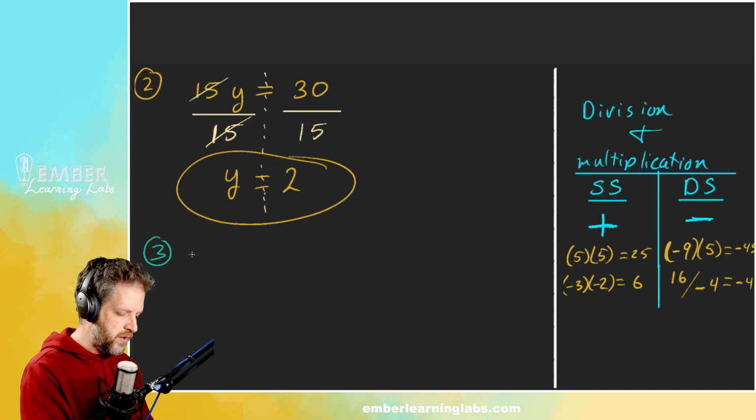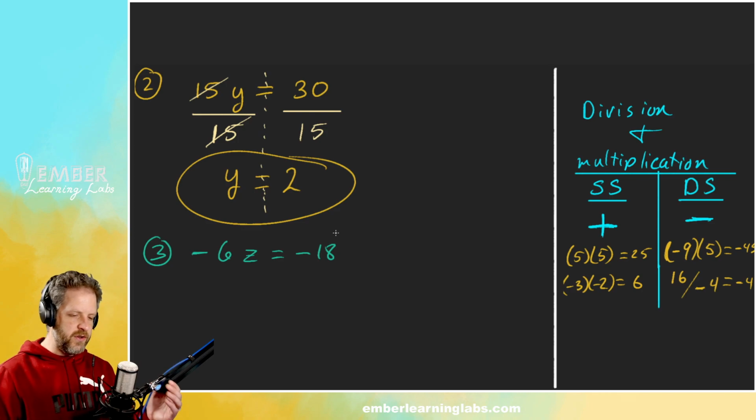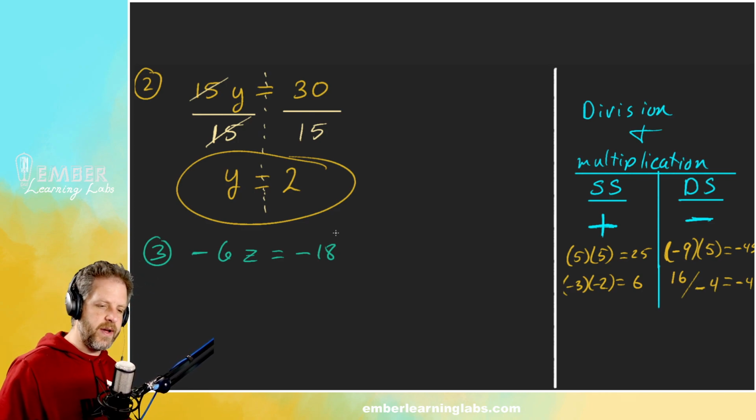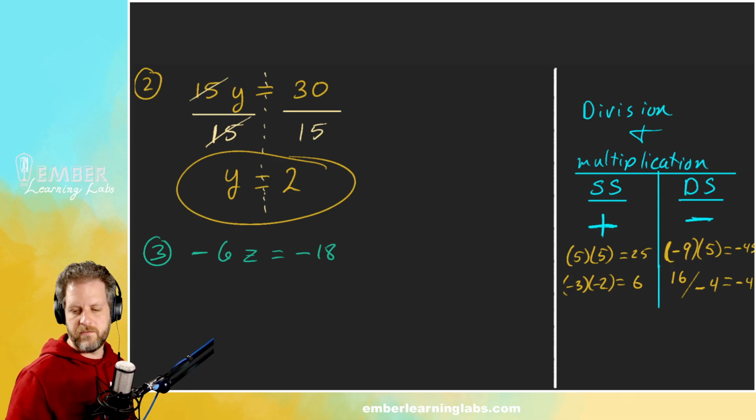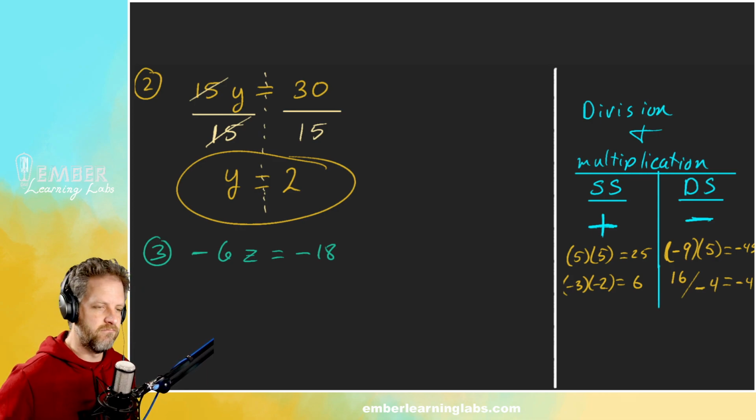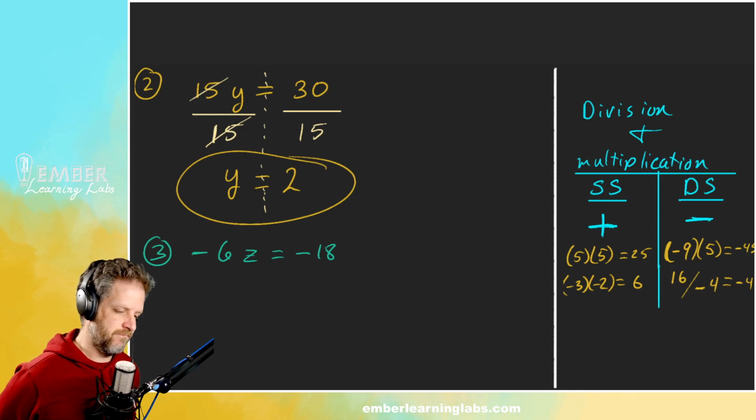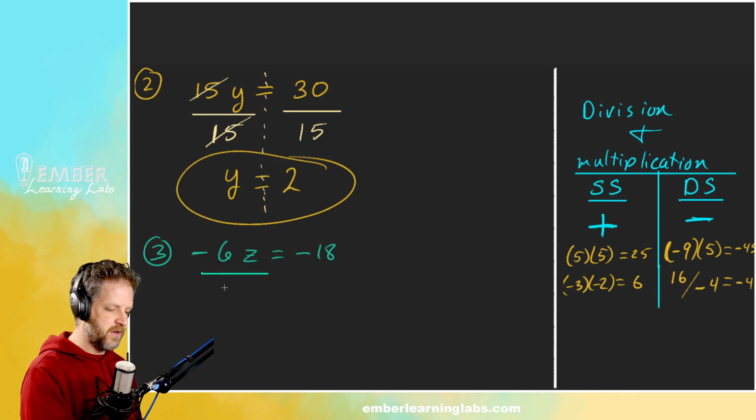All right. So, number 3. Let's do negative 6z equals negative 18. All right, so what are we going to do here? What are we going to do to get rid of that negative 6? Do you have to divide negative 6 and 18? That's right. We got to divide on both sides. We're going to divide by negative 6.